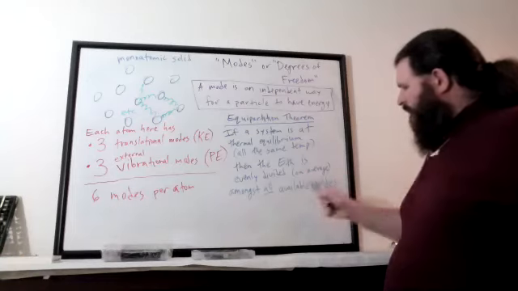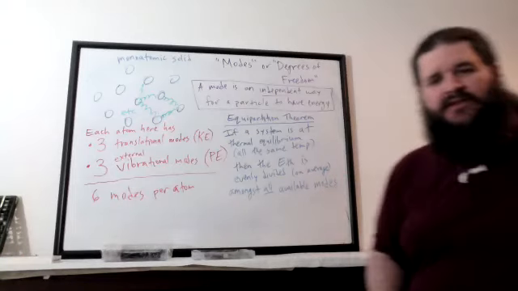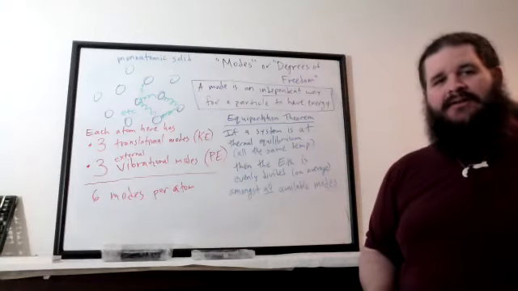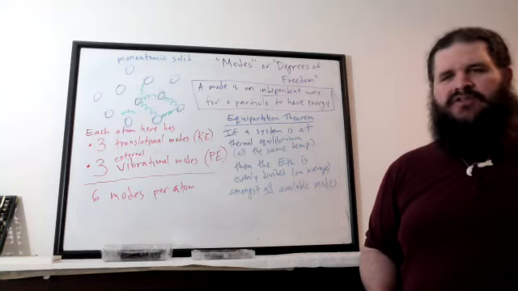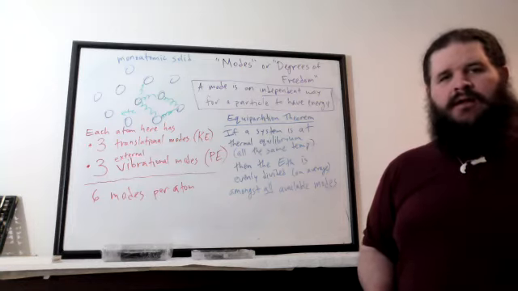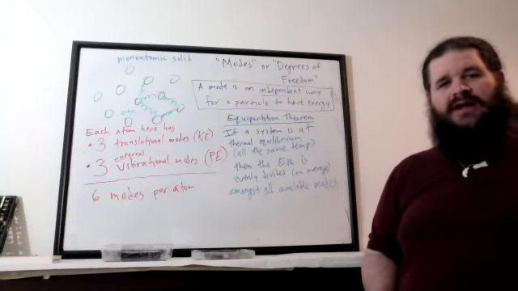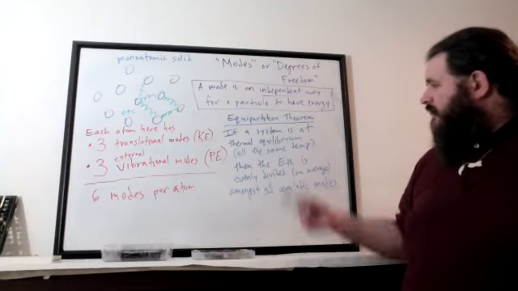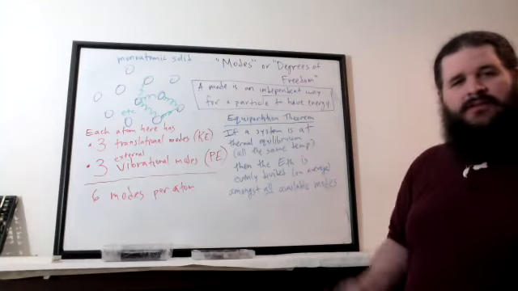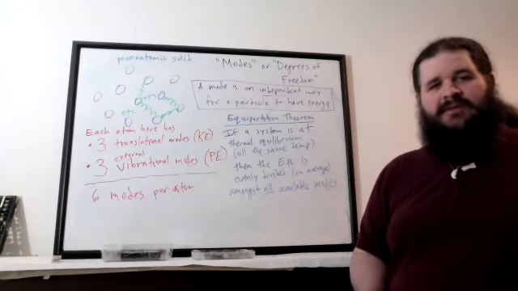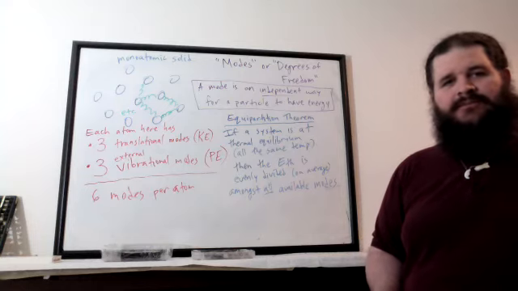And we say all available modes because there may be circumstances where some modes are not active. Some modes are, we usually use the term frozen out. Like if the molecules are unable to do certain types of motion, then those modes would not be available. But we assume that the thermal energy that the system has is evenly distributed to all the modes that are possible.